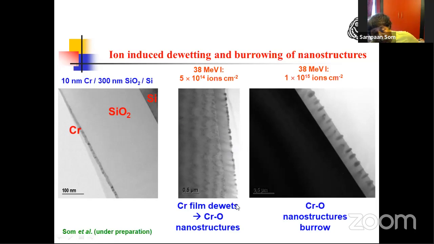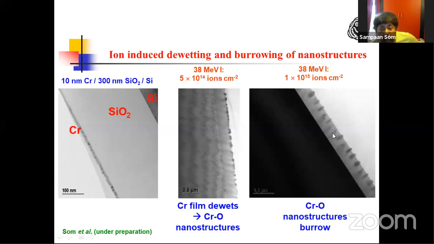Chromium islands immediately catch hold of some of the oxygen, get bonded with that, and form, from the originally polycrystalline chromium layer, amorphous chromium oxide islands. And these islands, under further continuous ion bombardment, get burrowed into the silicon dioxide layer right below.